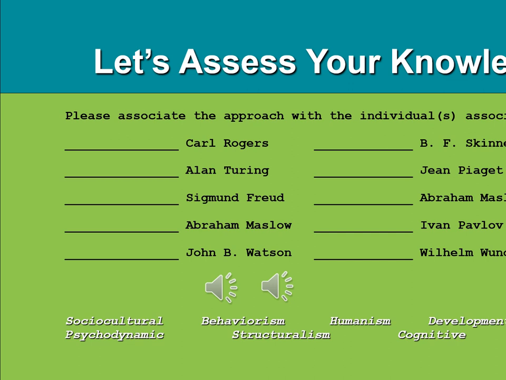So let's see how you did. Carl Rogers, humanist or humanism. Alan Turing, we associate him with the cognitive approach. Sigmund Freud will be our psychodynamic, or if you prefer, psychoanalytic. Abraham Maslow, a humanist or humanism. John B. Watson, use our mnemonic, a behaviorist. B.F. Skinner, the same mnemonic, B.F. Skinner was a behaviorist. Jean Piaget, the key developmental psychologist.